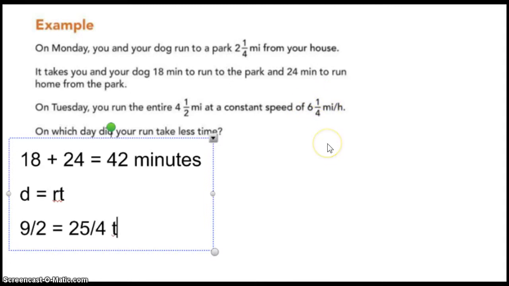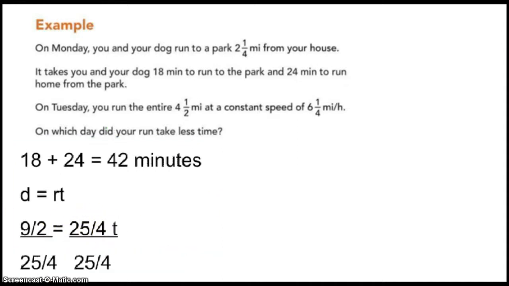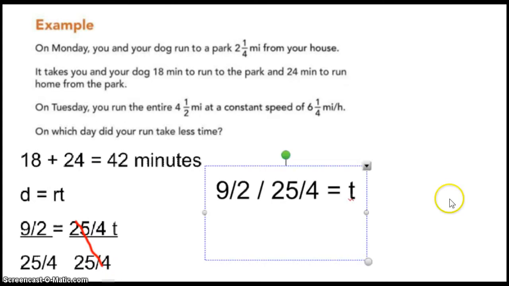And we're going to put T for time because we don't know how much time it took. That's what we're trying to figure out. In order to get t by itself, we are going to divide both sides by 25/4. On the left side of the equation, that's going to give us a complex fraction. On the right side of the equation, we're going to cancel these out and t will be by itself, which means we'll have our time.